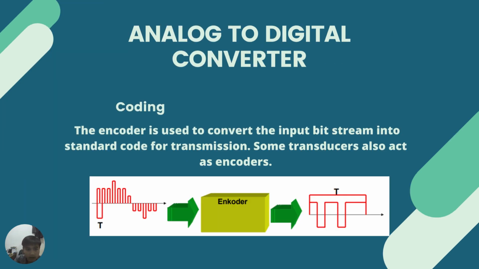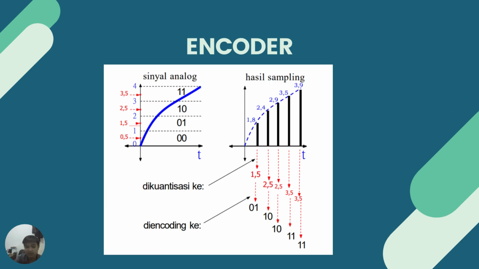Okay. And the next one is the coding or encoding. The encoder is used to convert the input bit stream into standard code for transmission. Some transducers also act as encoders. So this one is when the signal is already quantized before, and then goes to the encoder here, and it becomes like this. This is already encoded.